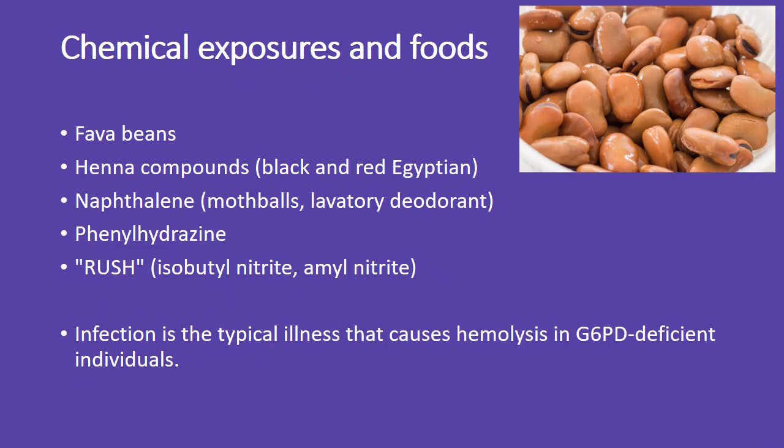Chemical exposures and foods to avoid include fava beans, henna compounds, black and red Egyptian, naphthalene, found in mothballs and lavatory deodorants, phenylhydrazine rush, isobutyl nitrite, amyl nitrite. Additionally, infections are the most common illness that causes hemolysis in G6PD deficient individuals.